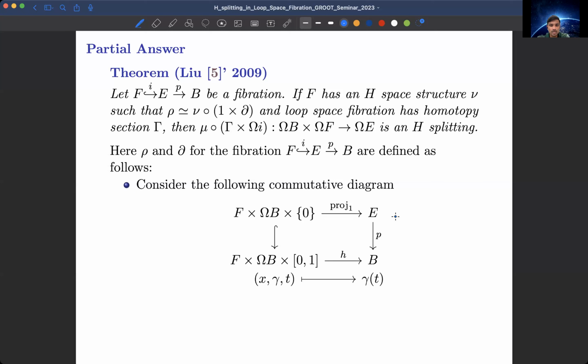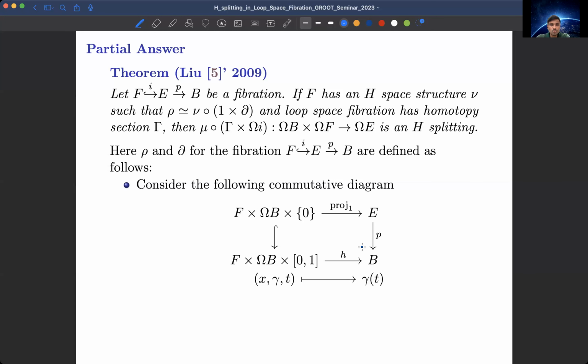Then clearly this diagram commutes at this level, because if you take t to be 0, then γ(0) is already the base point b₀. On the other hand, P composed with the inclusion of F also goes to my fixed base point b₀, since in my definition F is P⁻¹(b₀).